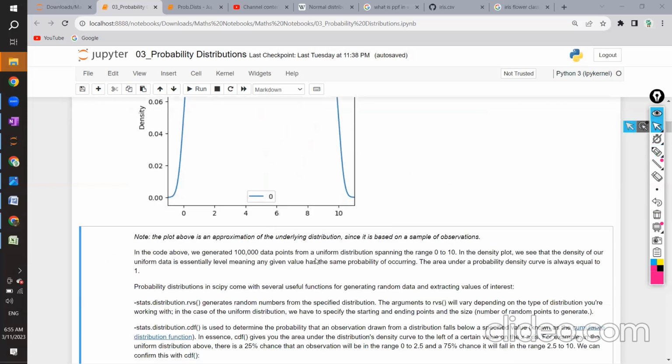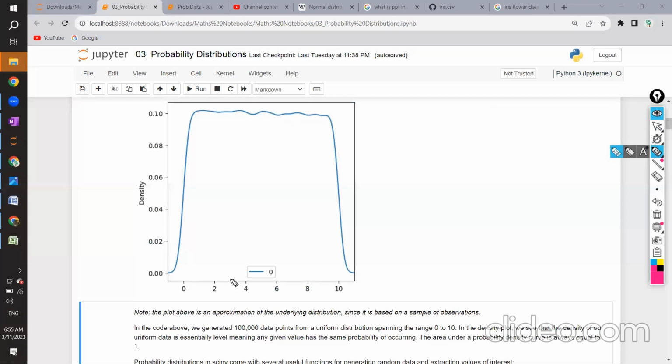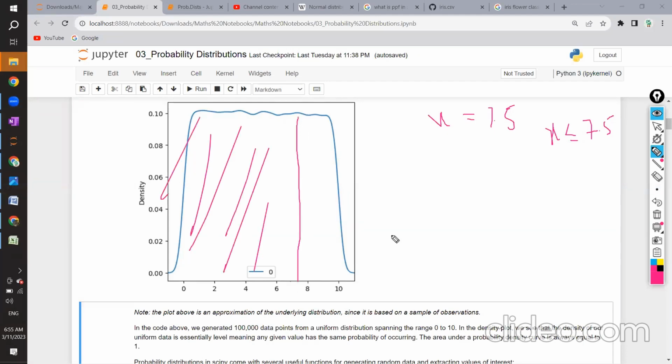So that's why it is saying to find in the range of 0 to 2.5, you will have a 25% chance to find an observation. In the range of 2.5 to 10, you will have 75%. Usually if I ask x equal to 7.5, what it will do? It will do x is less than or equal to 7.5. That means from 0 to 7.5, it will consider all of it.